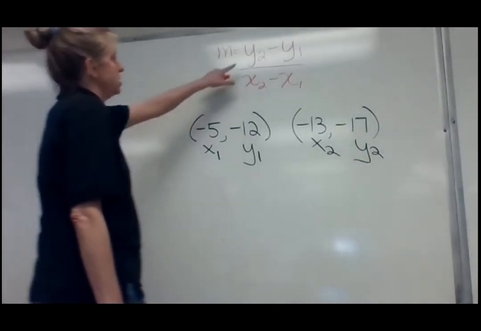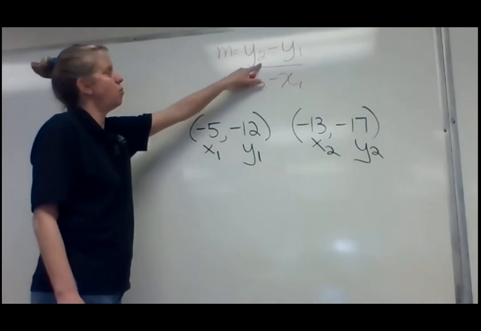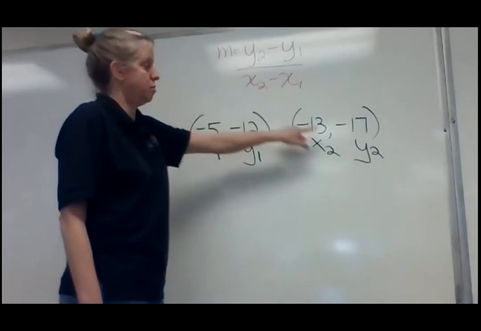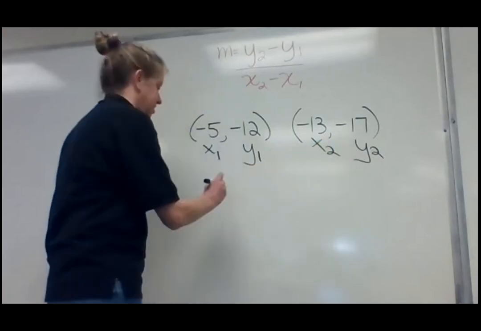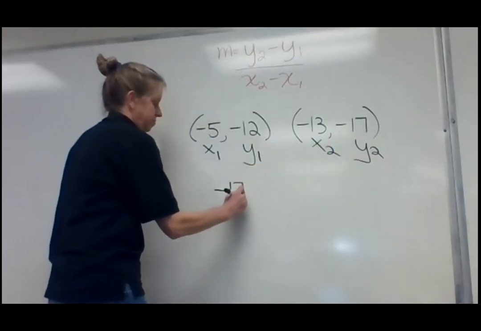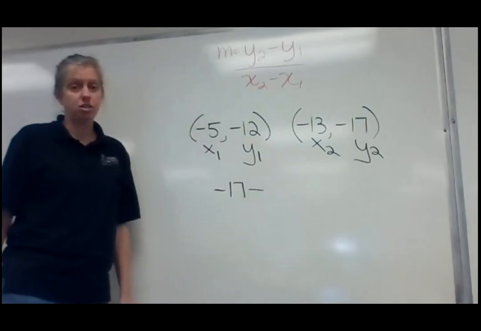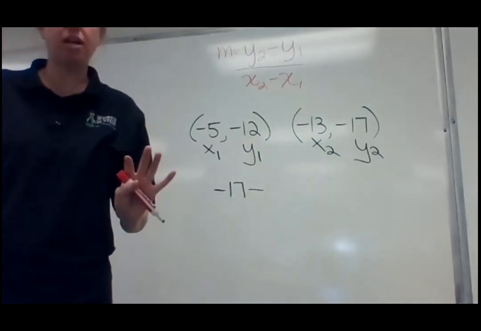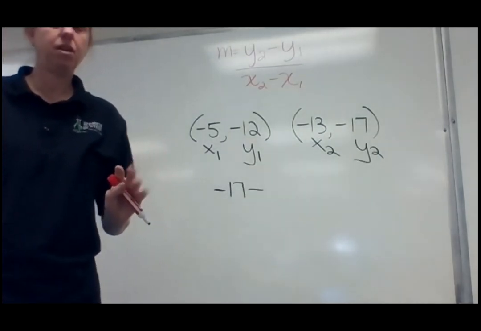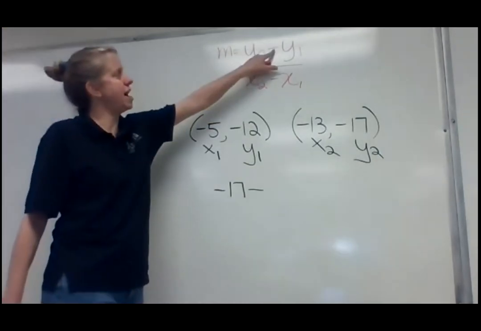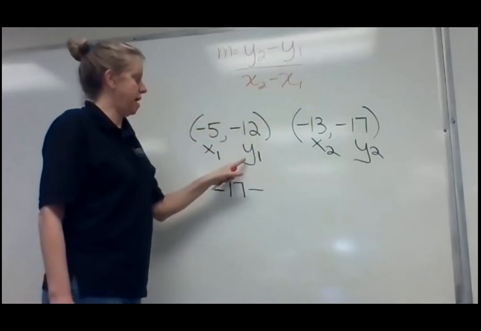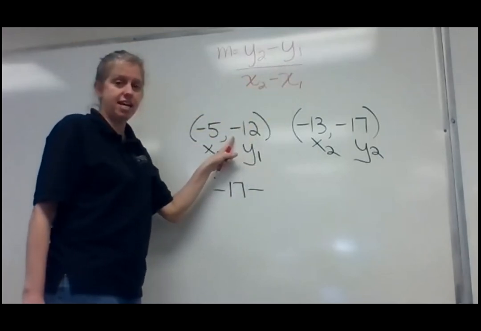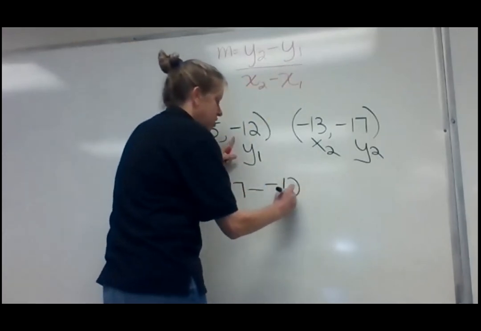What do I need first? I need my second Y. Well, my second Y is negative 17. Go ahead and put your minus, right? Because that's part of the formula. What comes after the minus? Your first Y. Well, my first Y is negative 12.